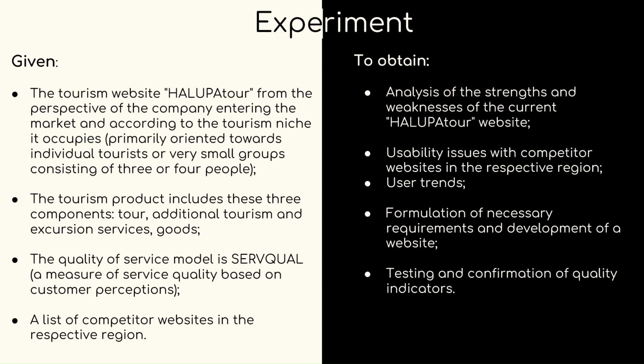Therefore, the website should take into account not only technical features but also geographical, national, ethnic, mental, etc. differences between the service producer and its potential consumer. Thus, a tourist product includes the following three components: a tour, additional tourist and excursion services, and guides. On the current version of the Khalupa Tour website, the series outlined above were tested, and then a table of problems was compiled according to the type to which they belong.